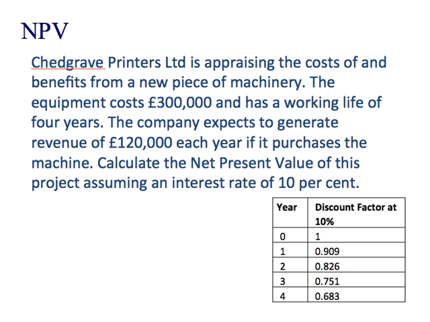Okay, last one then, net present value. Chedgrave Printers Ltd is appraising the cost of and the benefits from a new piece of machinery. The equipment costs 300,000 and has a working life of 4 years. The company expects to generate revenue of 120,000 each year if it purchases the machine. Calculate the net present value of this project, assuming an interest rate of 10%.